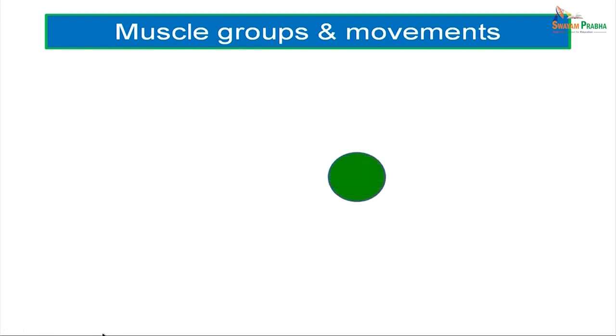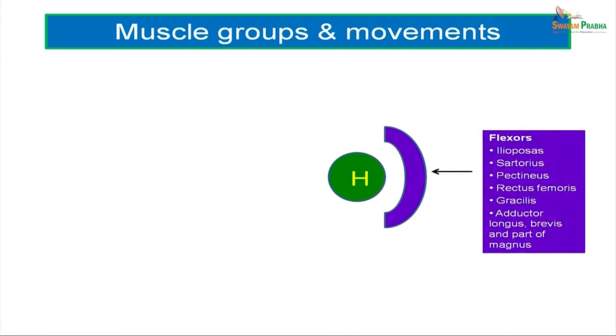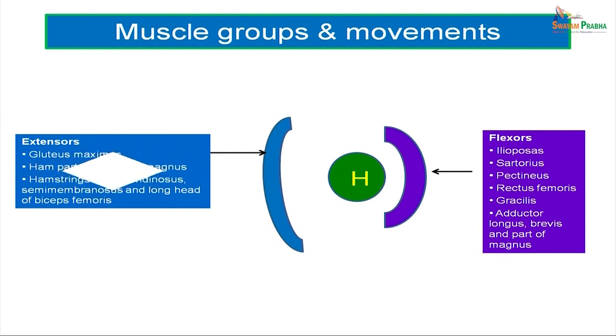This is a picture of the hip joint, and the muscles which are on the anterior aspect are the flexors. These include the psoas, the iliacus, the sartorius, pectineus, and the rectus femoris. Gracilis, adductor longus, adductor brevis, and part of adductor magnus are primarily adductors, but they also help in flexion. The extensors are placed on the posterior aspect, and these include the gluteus maximus, the ham part of adductor magnus, the hamstrings, which include the semitendinosus, the semimembranosus, and the long head of biceps femoris.